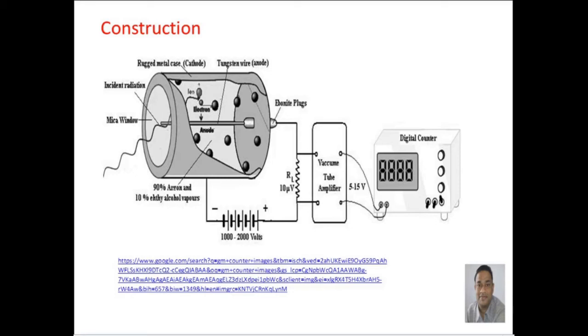This particular figure gives a brief picture of the GM counter. On the left side, we see a metal case which is cylindrical in shape. Exactly at the center, at the position of its axis, there is a fine tungsten wire. The metal case acts as a cathode and the tungsten wire acts as an anode.